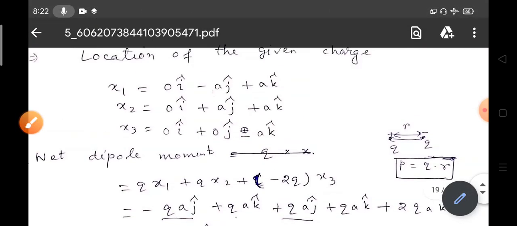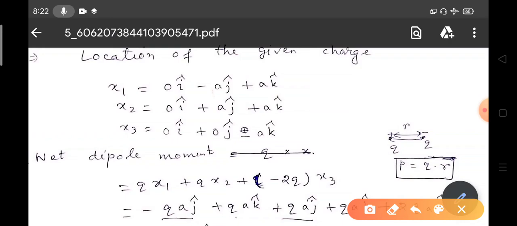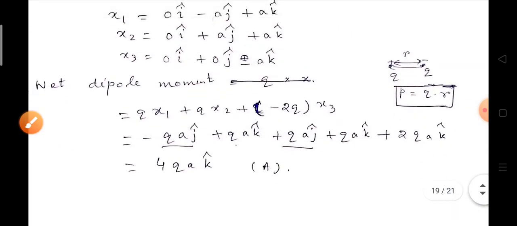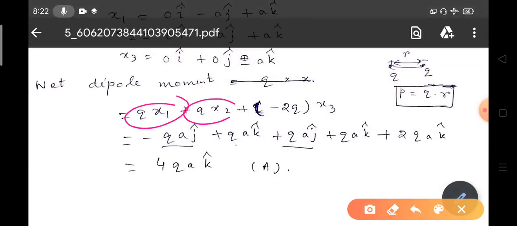The locations we can write in terms of x, y, z coordinates, that is i cap, j cap, k cap. First one is x1 equals 0 i cap minus a j cap plus a k cap. x2 is 0 i cap plus a j cap plus a k cap. x3 is 0 i cap, 0 j cap, minus a k cap. So net dipole moment should be q into x1 plus q into x2 minus 2q into x3.